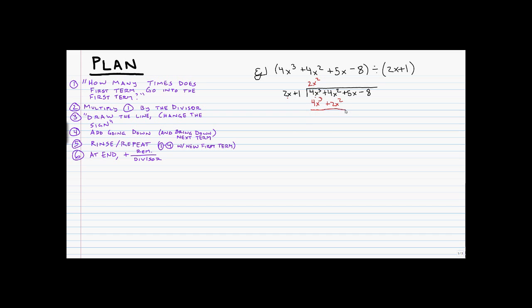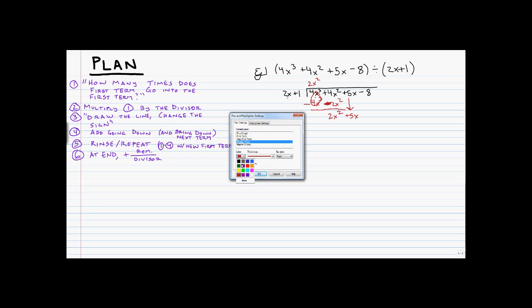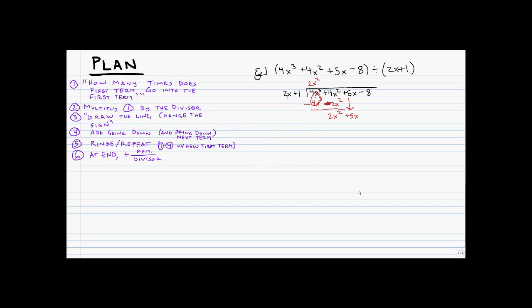Draw the line, change the signs. And again, it's kind of hard to make that into a minus sign, but I just make it kind of covered in ink. So when we do the subtraction now, 4x cubed minus 4x cubed is 0. It's always going to go to 0 when we do polynomial long division. Then 4x squared minus 2x squared is 2x squared. Drop down or bring down the next term, which is plus 5x. Okay, next question. How many times does 2x go into 2x squared?